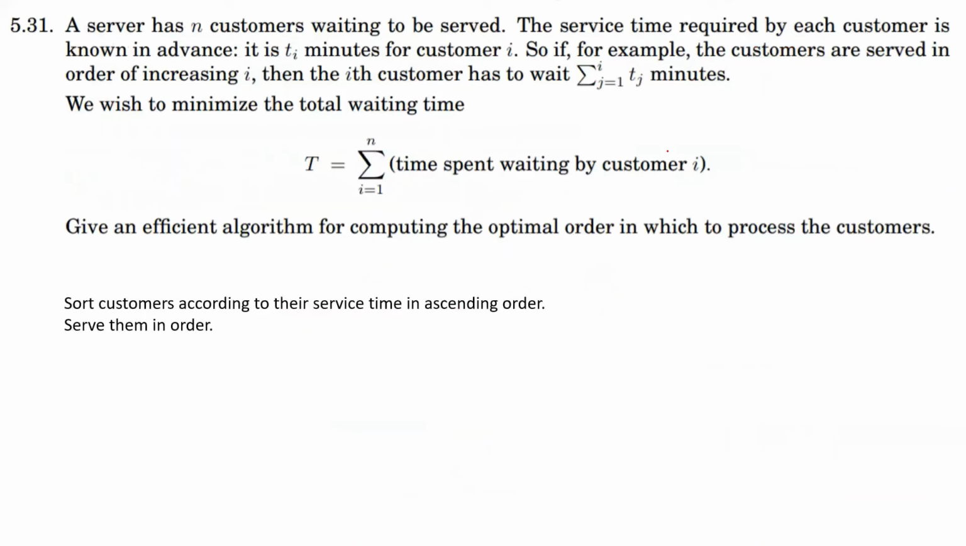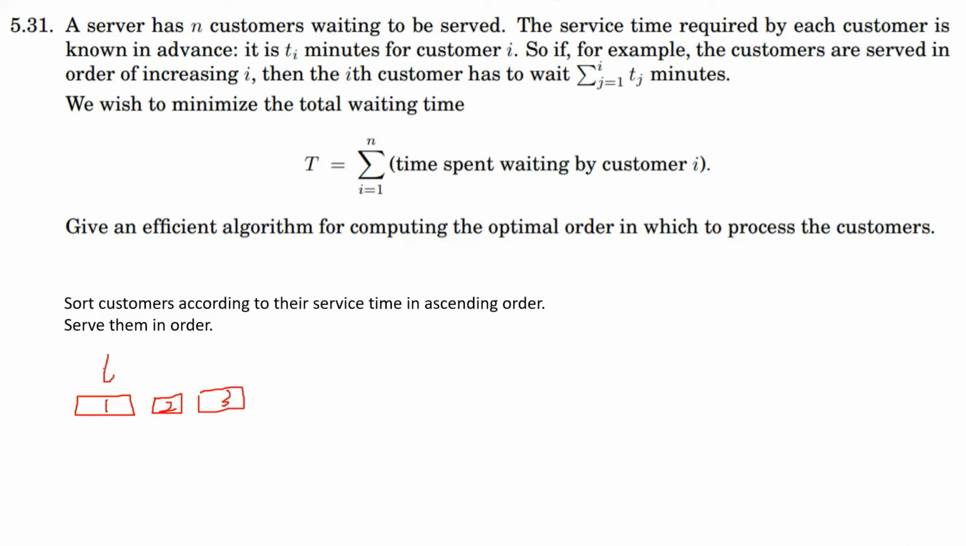And for this question, you need to find an order to serve customers. The best order is actually according to their service time. You just need to sort customers according to their service time, and then you serve them in order. This will result in minimum total waiting time, because you can see that if this is the first customer, this is the second one, this is the third one.